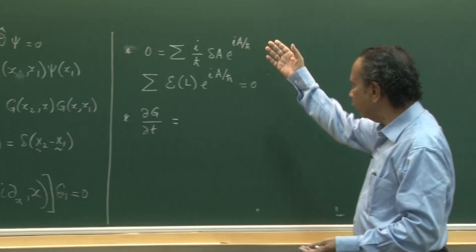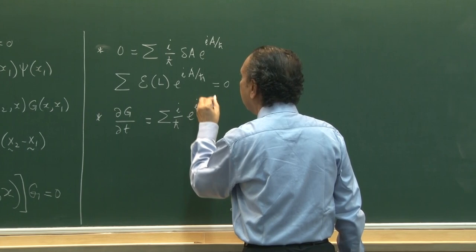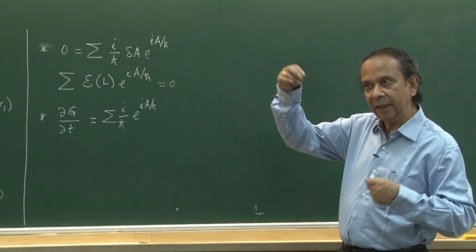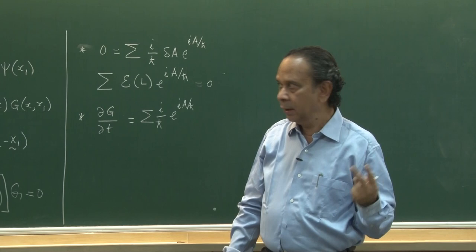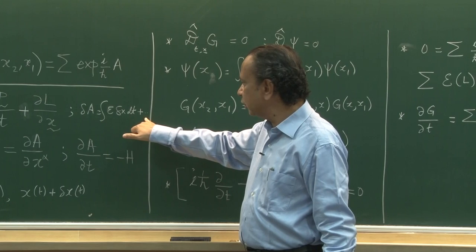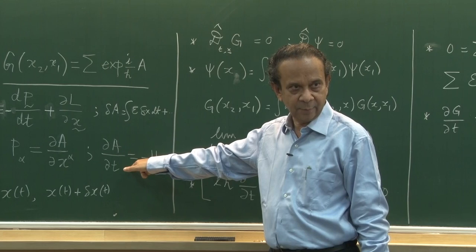So what I will have is summation over paths of i over h cross e to the i A by h cross delta of A. But now delta of A is coming because I have changed the upper endpoint. But of course, it will also change the path because for every path it is going to hit it in a different way. So you will have for delta A now two contributions. One contribution is this which we have written down. Then you have a contribution coming from the endpoint. Now the endpoint contribution, we know is going to be minus h. This is what is coming from the endpoint. This is what is coming from all the paths.